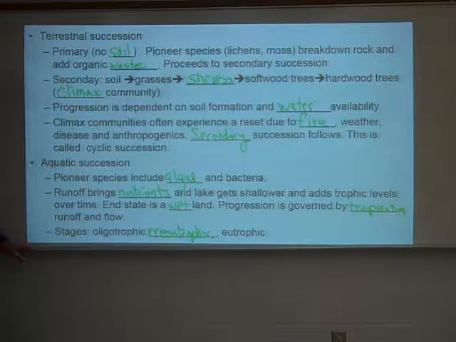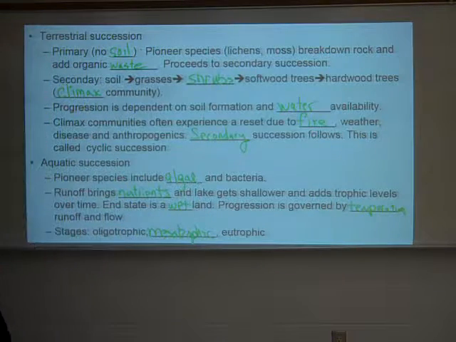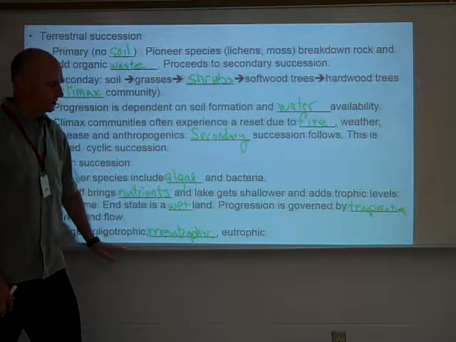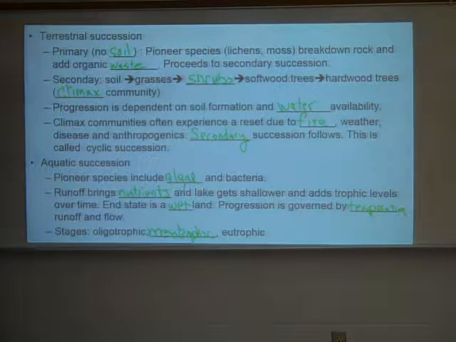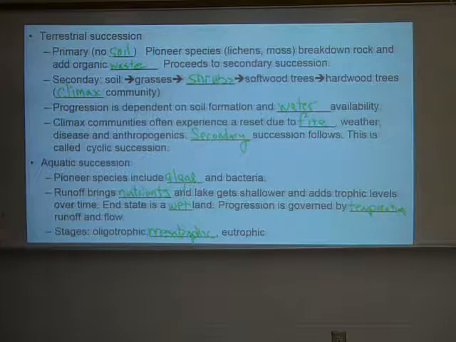Unlike, however, the kind of lakes that are what we call culturally eutrophic, where there's a lot of algae and bacteria, but not much of anything else. And I'll go into the cultural eutrophication thing a lot more later when we talk about water pollution. But these are the natural stages of a lake's succession out in the wild.